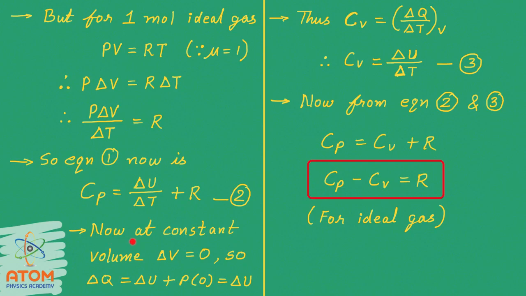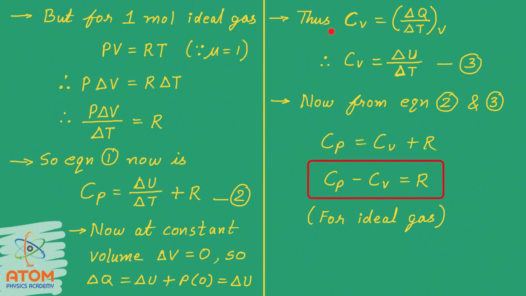Now at constant volume obviously we can write delta V is 0. There is no change in volume, that's why delta V is 0. And so the equation of heat from the first law of thermodynamics can be written as delta Q is equal to delta U plus P delta V, but delta V has become 0 and so this term becomes 0, and so you are getting delta Q is equal to just delta U. Delta Q is equal to delta U.